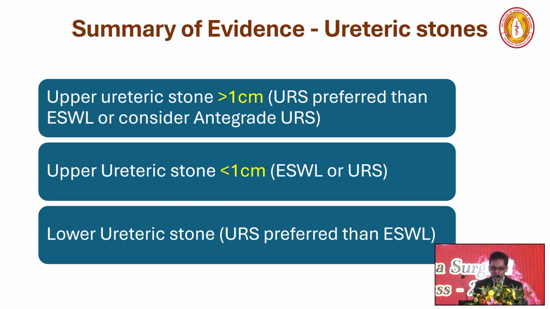Regarding ureteric stones, upper ureteric stones more than 1 centimeter are better managed with URS or antegrade URS compared to ESWL. But when the stone size is less than 1 centimeter, for an upper ureteric stone, ESWL is better, but you have to give the patient what he really wants. And for low ureteric stones, better to go for URS compared with ESWL. But it's an individual decision after discussion with the patient.